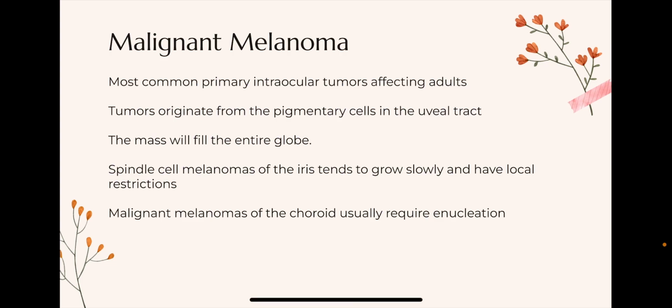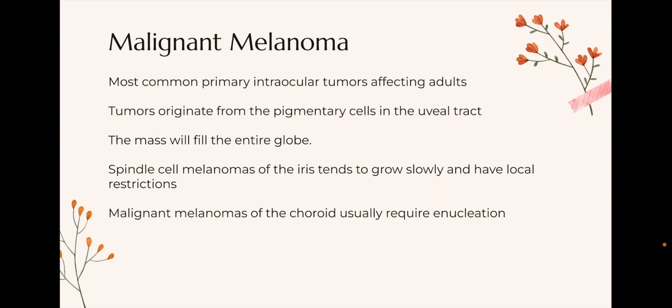A malignant melanoma is the primary intraocular tumor affecting adults. These tumors originate from pigmentary cells in the uveal tract, and the mass once again fills that entire globe. These, like I said, are found in 4 in every 100,000 adults. So they're pretty rare, but still can affect people.